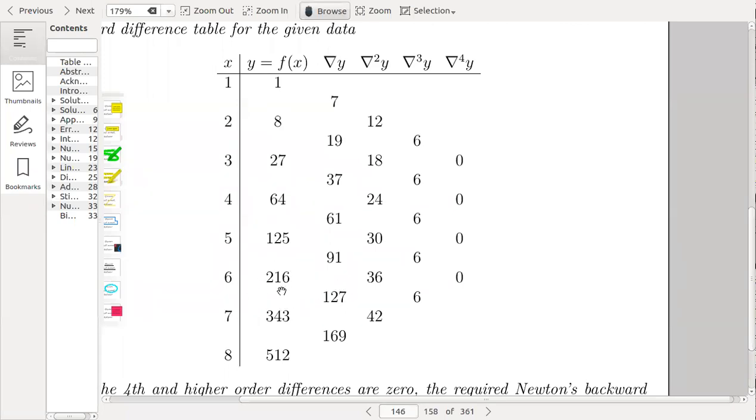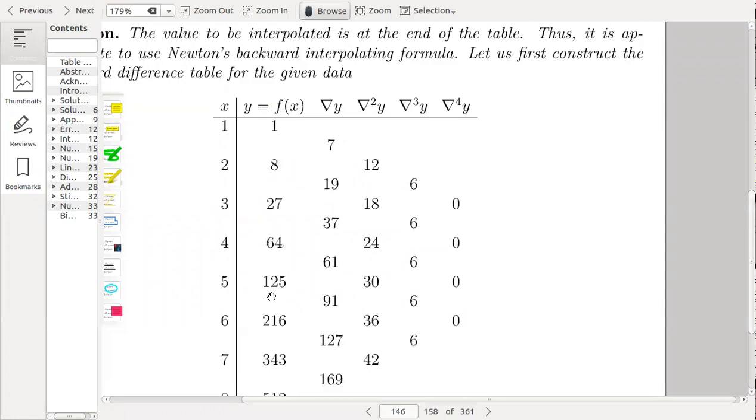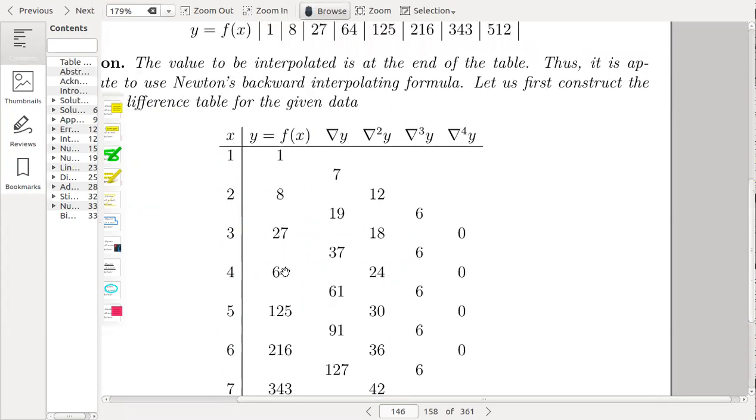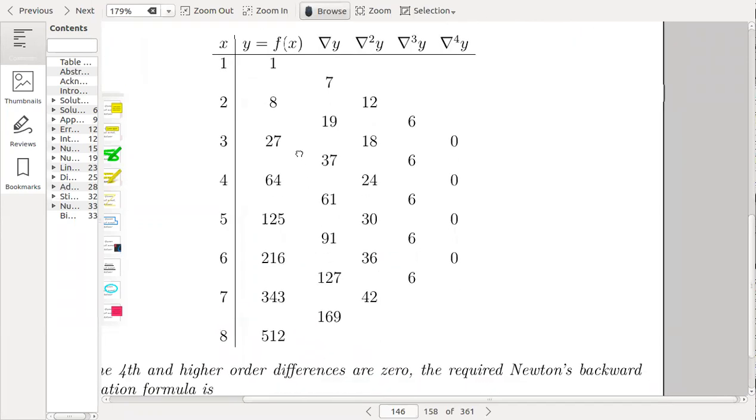Then 216 minus 125, we will have 91. 125 minus 64, we will have 61. 64 minus 27, we will have 37. 27 minus 8, we have 19. And 8 minus 1, we have 7.